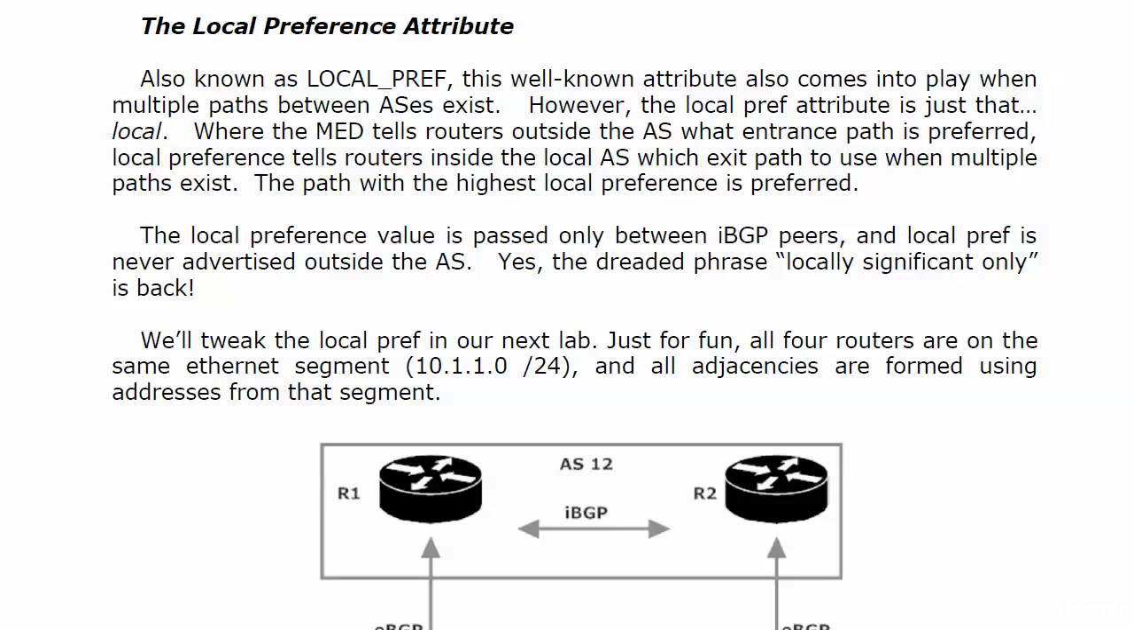But I want you to concentrate on this little bit of theory first, also known as local_pref sometimes, and also we saw it as locpref in show ip bgp. This is a well-known BGP attribute that also comes into play when multiple paths between ASs exist, just like the MED, except it's totally different. Because the local pref attribute, it's just that, it's local. And where the MED tells routers outside the AS which entrance path is preferred, local preference tells routers inside the local AS which exit path to use when multiple paths to a given destination exist.